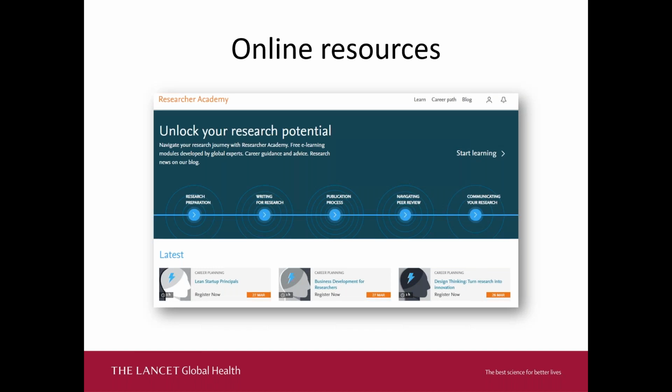There are also lots of online resources available. Our publisher Elsevier has a free online portal that I think can be very helpful for people starting out in areas where the mentoring and the training in the research process, preparation, writing, and the publication process is less available. These types of resources can be quite useful.